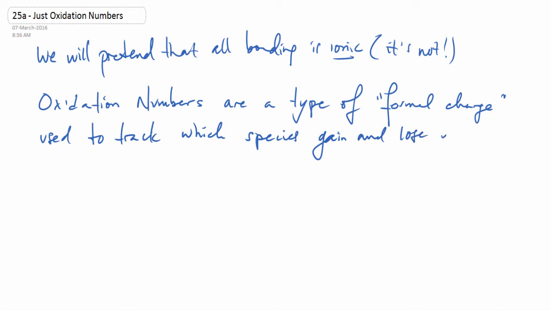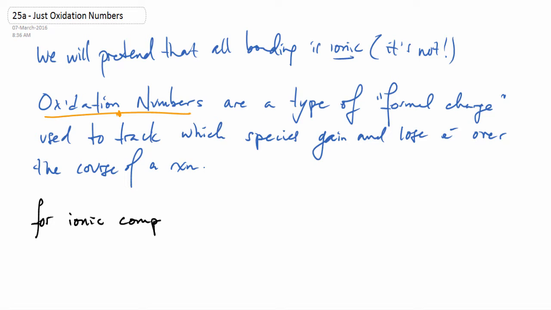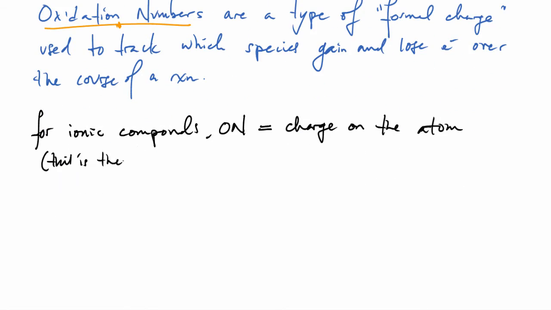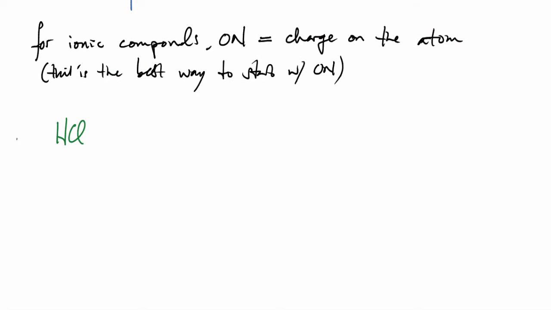By formal charge, we mean a charge that isn't necessarily exactly the charge on the atom or the ion in the compound. So our first rule is that for ionic compounds, the oxidation number will be equal to the charge on the atom. Since we're pretending all bonding is ionic, it should work well for the ionic compounds, and this is the best way to start with oxidation number.